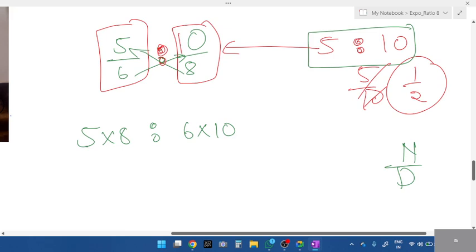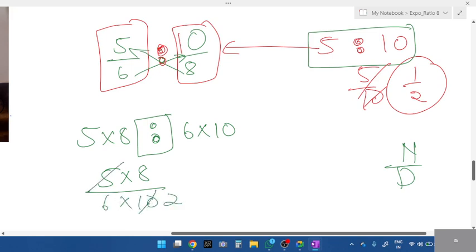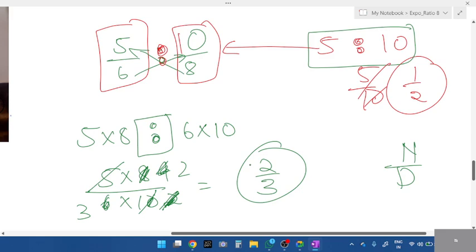Now is there any denominator? We have only the is to symbol. Then what do you do when the is to symbol is given? 5 into 8 divided by 6 into 10. So what's the answer? 5 ones are, 5 twos are, 2 ones are, 2 twos are, 2 threes are. What's the answer? 2 by 3. Is this concept clear?